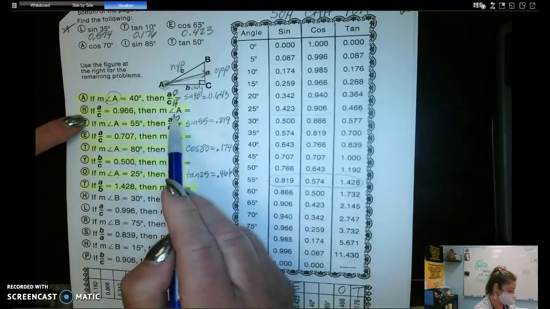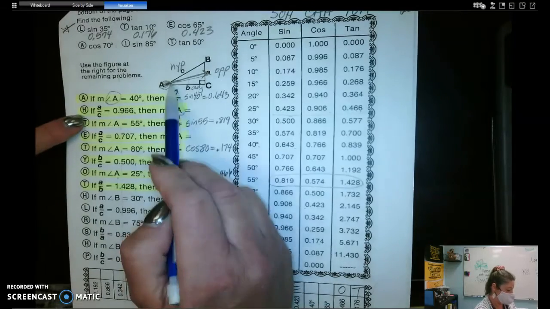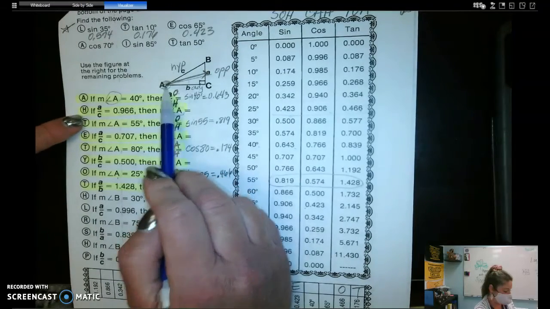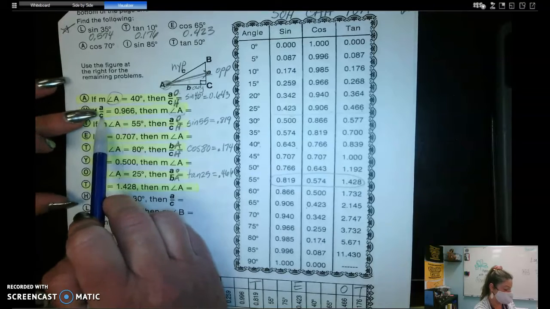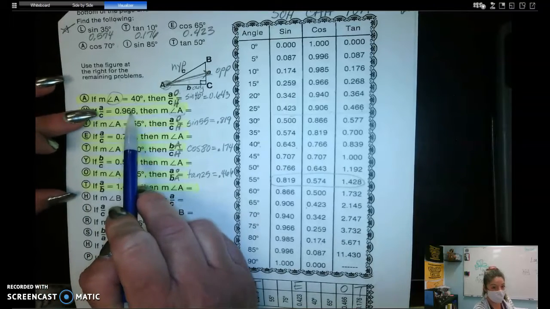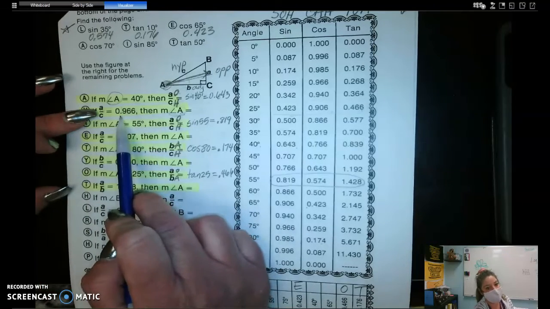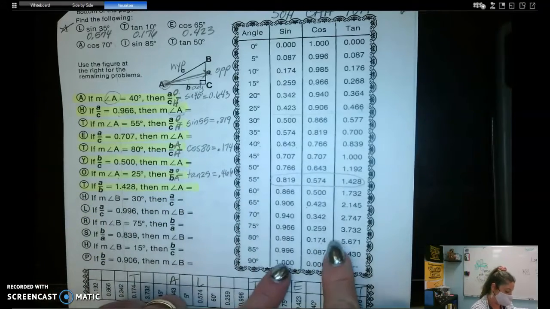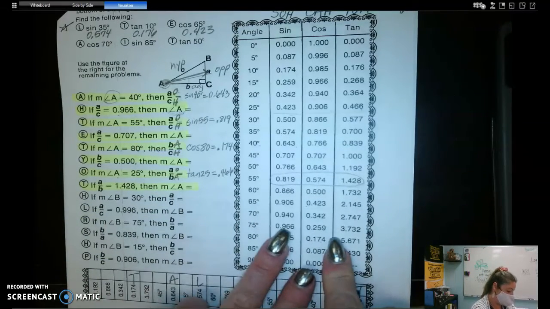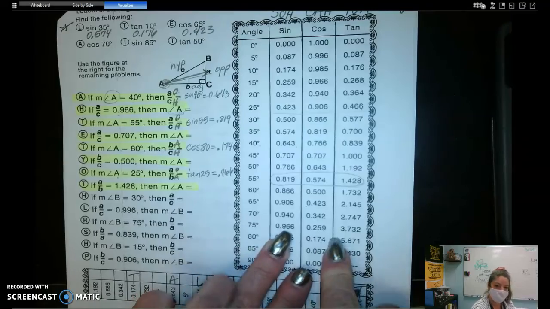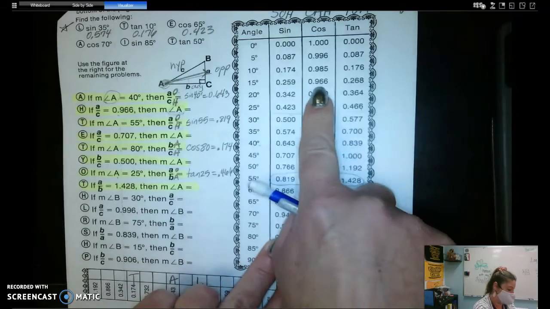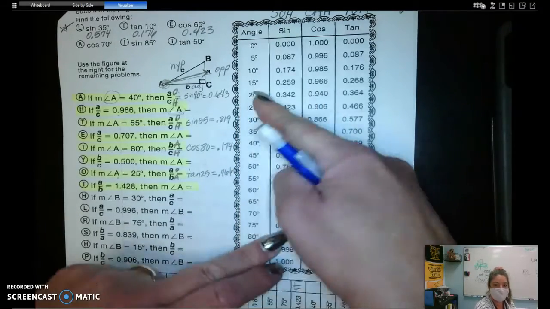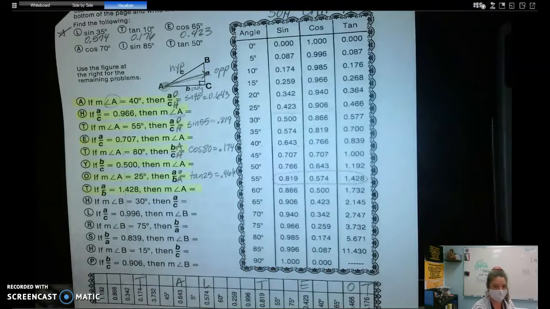So if you take a look at letter H, we're looking at angle A, right? So our eyeballs are focused on A, and we want A over C. So this time, we're going to find the angle that matches the 966. And if you look over here, 966 is right here for 75 degrees, and 966 is up here at 15 degrees. So we just have to figure out which one it is, okay?